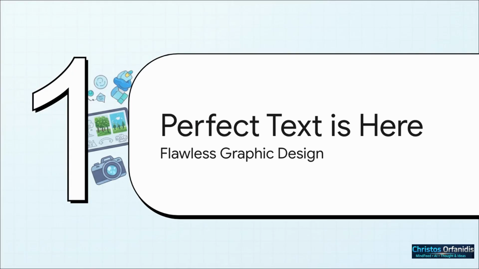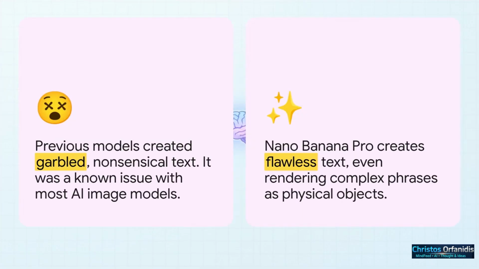All right, let's talk about something that has driven everyone crazy. If you've ever tried to get an AI to write text in an image, you know the pain. You ask for a simple sign, and you get back, well, just a bunch of scrambled, misspelled nonsense. For years, this has been the Achilles heel of AI image tools. Total nightmare. And this right here just shows you the night and day difference.